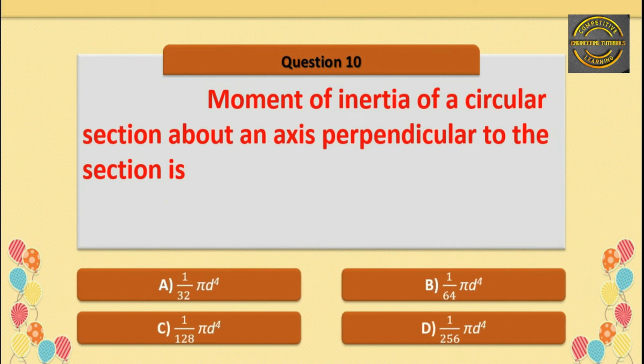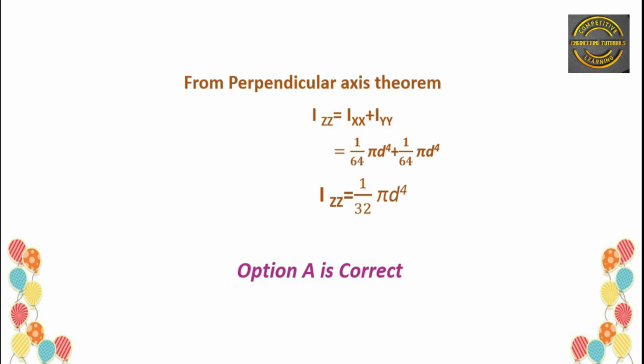Question number 10. Moment of inertia of a circular section about an axis perpendicular to the section is, option A is correct, 1 by 32 into pi d power 4. Here this one is the explanation from the perpendicular axis theorem. Izz is equal to Ixx plus Iyy. So here Izz is the axis perpendicular to the x-axis and y-axis. So it is equal to 1 by 64 into pi d power 4 plus 1 by 64 into pi d power 4. So finally Izz is equal to 1 by 32 into pi d power 4. Option A is correct.